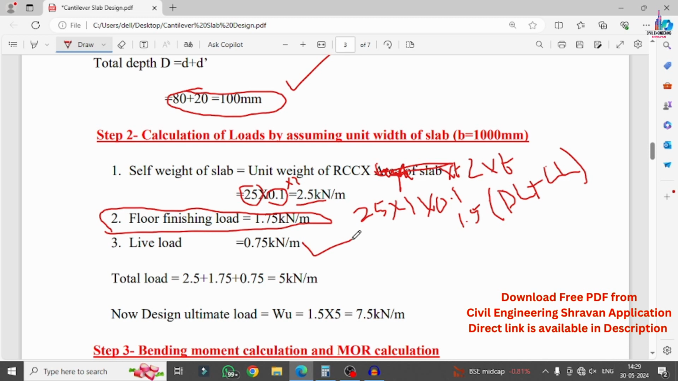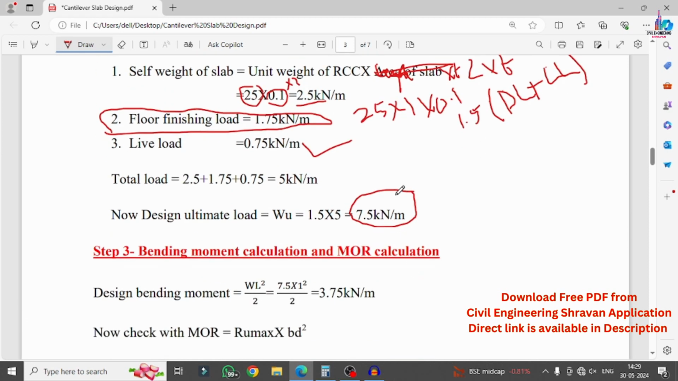Okay. So that's why I am considering the ultimate load, which is 1.5 times the dead load plus live load. We have already obtained the total load, the summation of dead load plus live load, which is approximately equal to 5 kilonewton per meter. This is multiplied by 1.5, which gives the value of 7.5 kilonewton per meter. Okay. So now we have to design this particular slab section to resist this 7.5 kilonewton per meter load value.